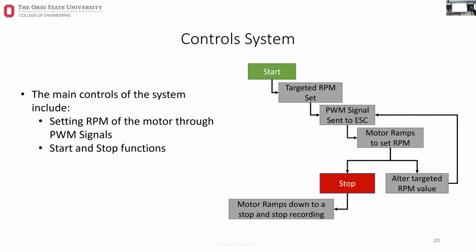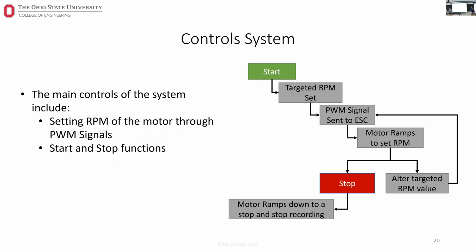Thank you, Kevin. So for the last subsystem, we have the control system. And with the control system, the main controls of the system will be controlling the RPM through a PWM signal, as well as having a start and stop function. Now, we don't have the entire specifics of what those start and stop functions are going to involve in their entirety. We do have a good idea on how it's going to function.